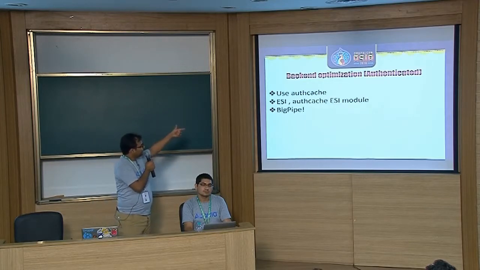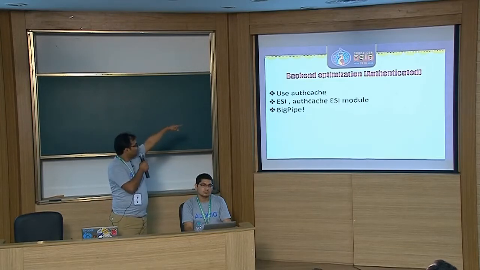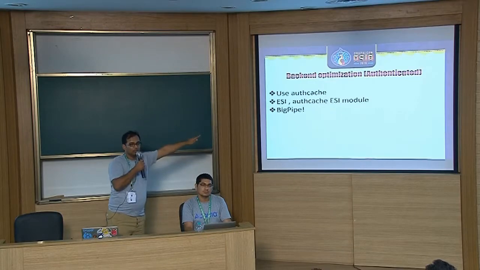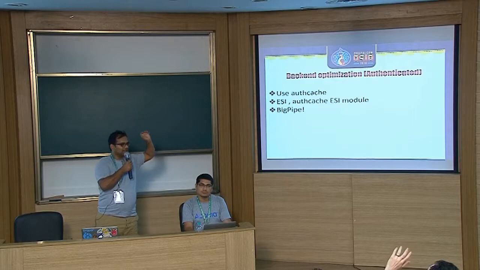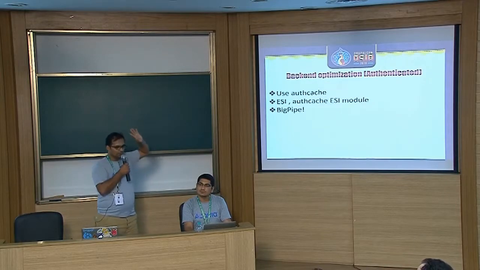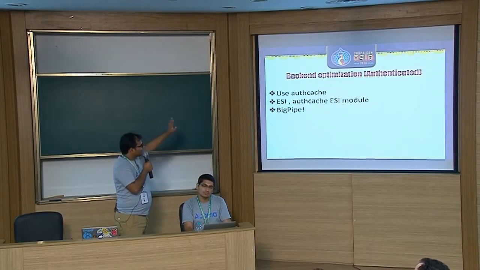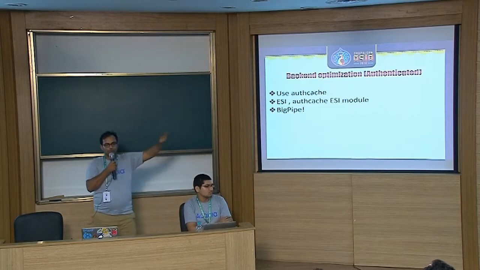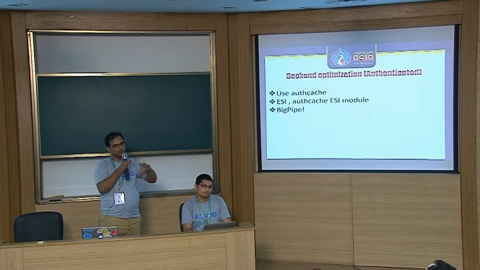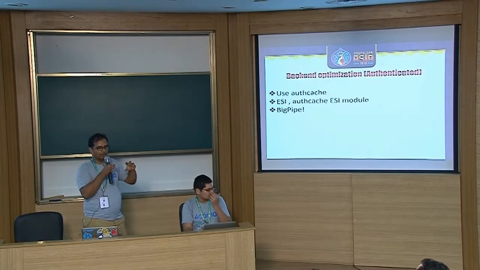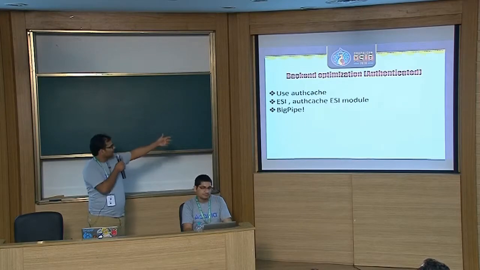There's a smarter way of doing that. Authcache also has an Authcache ESI module. Do you know what ESI is? How many of you know what ESI is? ESI include. What Authcache ESI will do is, you don't have an AJAX request now, you have an ESI, and that ESI component will be fetched for the dynamic part rather than an AJAX request. So it's a better way than this.